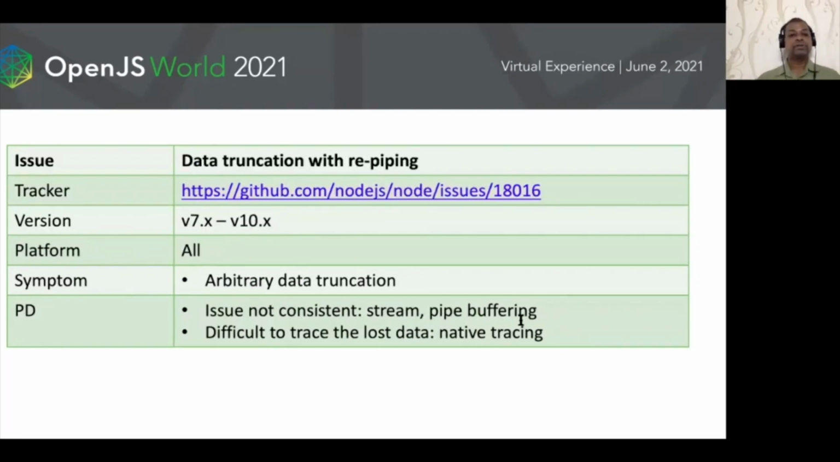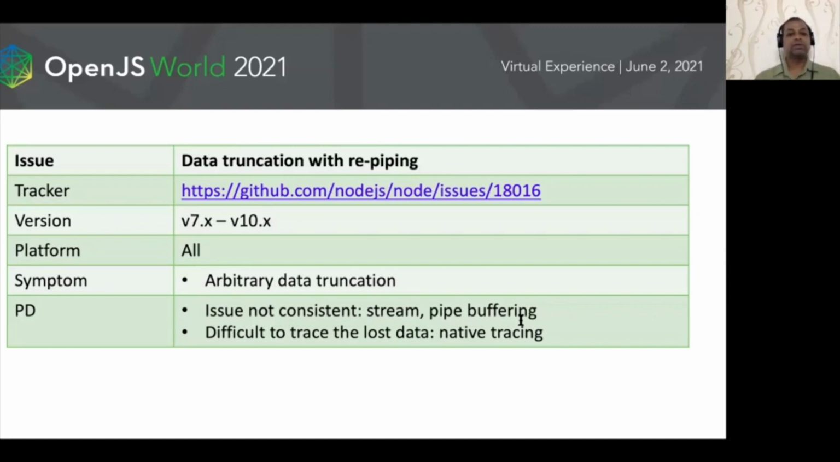All right, data truncation with repiping. Again, one of the complex issues that we have worked with. This is something which is not even easy to explain to a normal programmer. So what was happening? Consider two Node.js child processes.